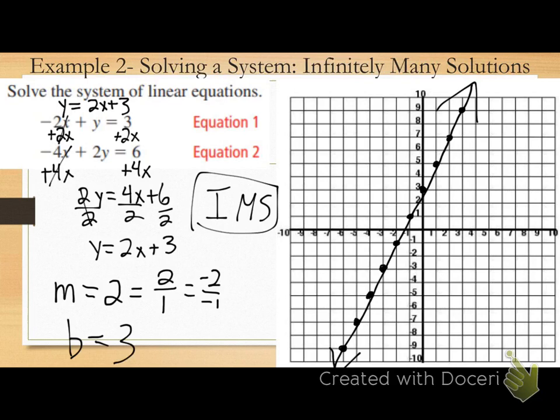Any questions what infinitely many solutions looks like graphically? It's just going to graph the same line. Okay? Can I erase and solve using substitution? Okay.